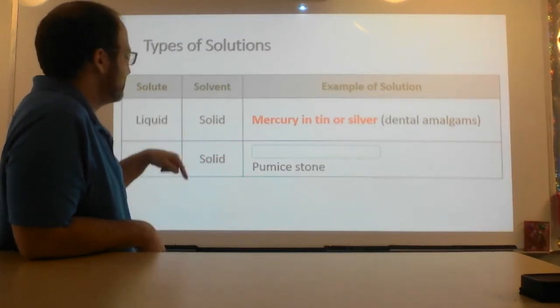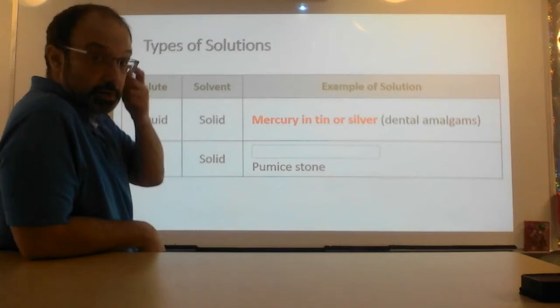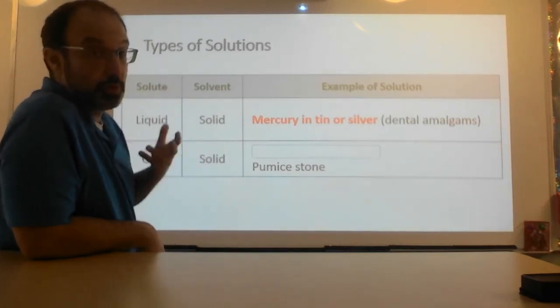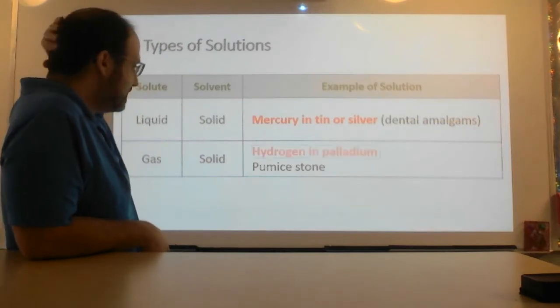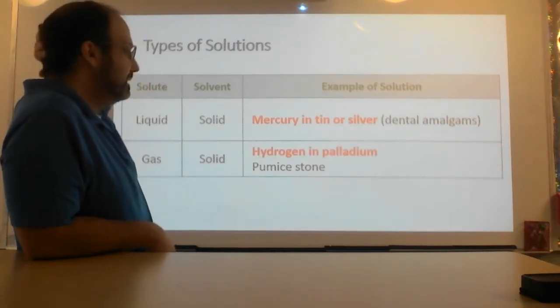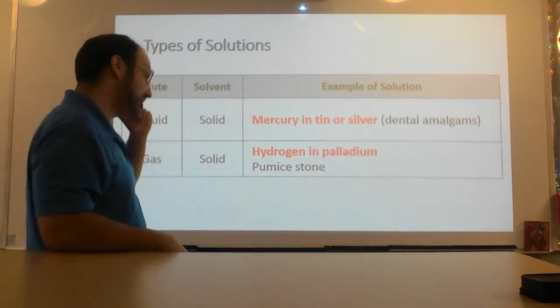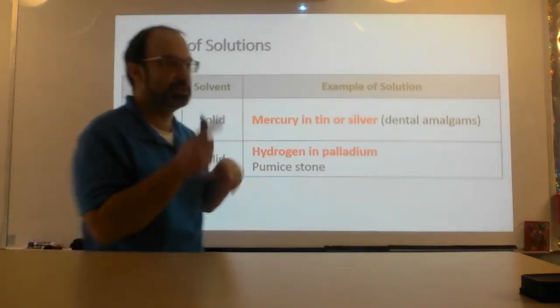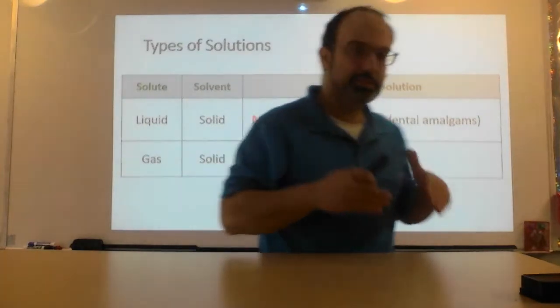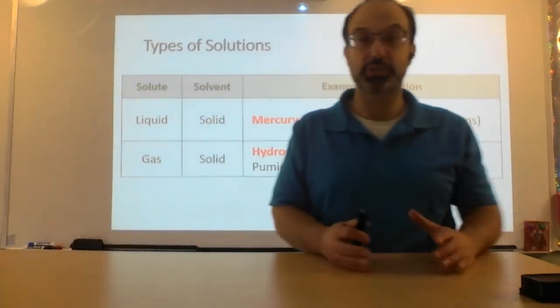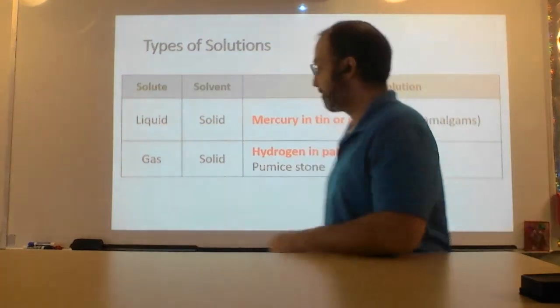Gas in a solid. A pumice stone, that's a stone that's got air bubbles in it. Pumice actually floats in water because it has so much air in it. Also, hydrogen in palladium. You can suspend hydrogen gas in palladium, which is one of the elements of the periodic table. It's underneath platinum. You can suspend hydrogen gas in a palladium matrix, making a solution of hydrogen and palladium.